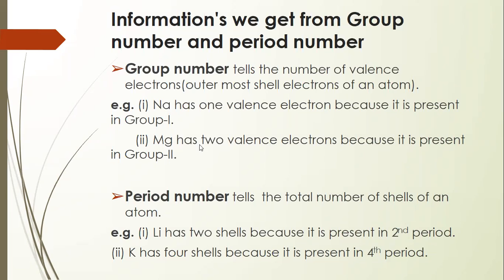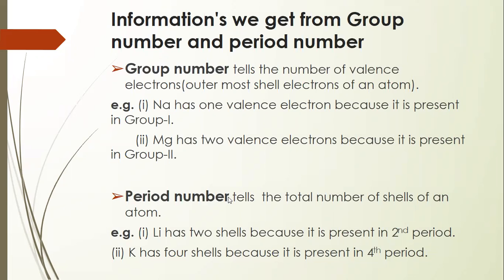Same, magnesium has two valence electrons because it is present in group 2. Because it is present in group 2, two electrons are present. Wait for a while. Okay, why? Because magnesium belongs to group 2, right?